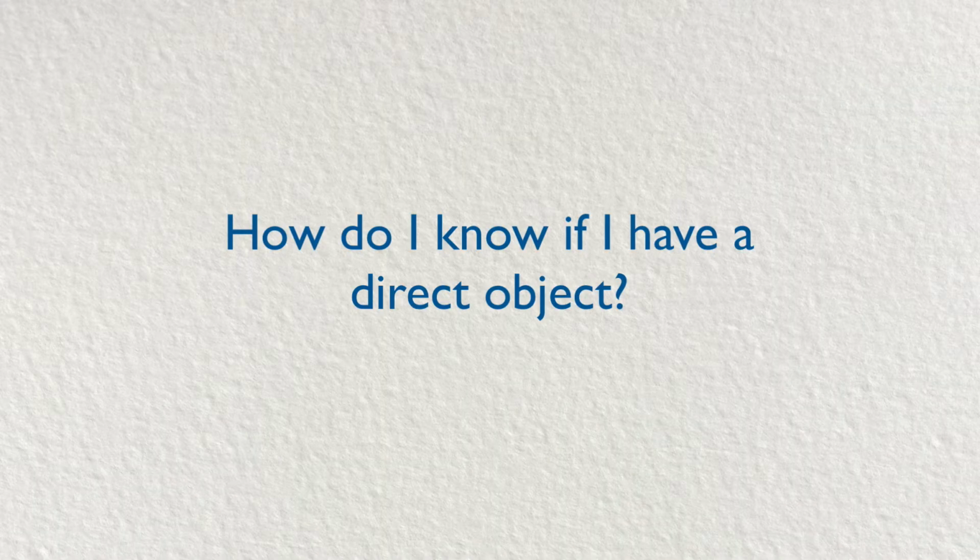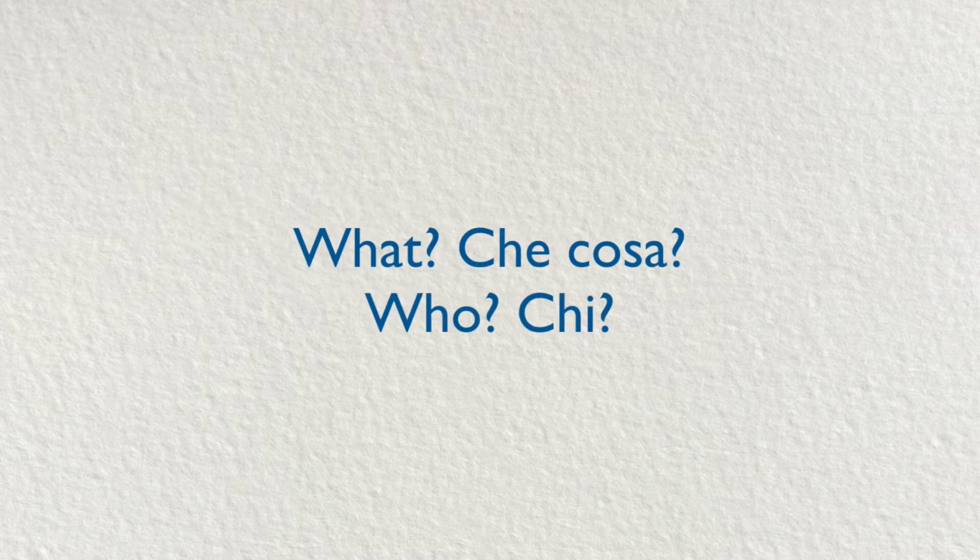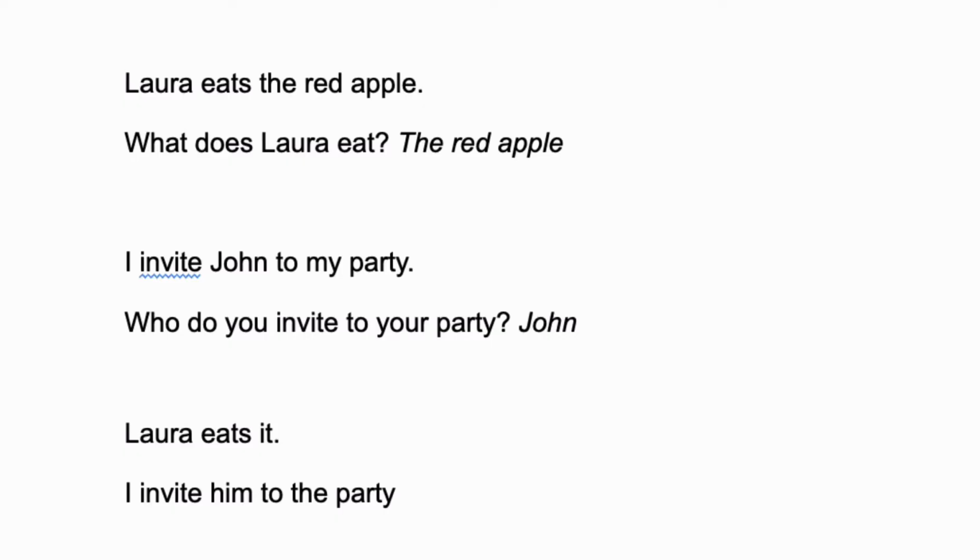How do I know if I have a direct object? Every time we can ask the question what or who, we have a direct object. Let's take a look at the following sentences. Laura eats the red apple. Can we ask a question using what? We can probably ask more than one question with this sentence, but if we can ask what, then we have a direct object. To formulate the question, we use the same verb and subject from our sentence. The question would be, what does Laura eat? The red apple is the answer, and thus it is the direct object.